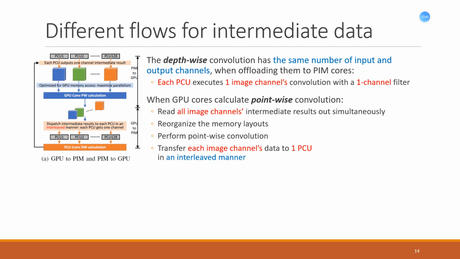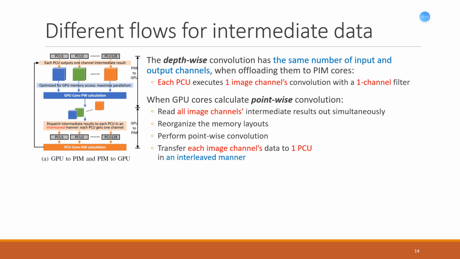Accordingly, we propose different data flows for different intermediate results transmission between GPU and PCU cores. First, for the depth-wise convolution that executes on PCU cores, because it has the same number of input and output channels, we make each PCU calculate one image channel's convolution with a one-channel filter. Next, the intermediate results need to be transferred to the GPU for point-wise convolution.